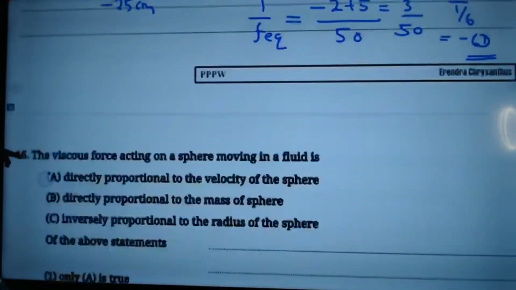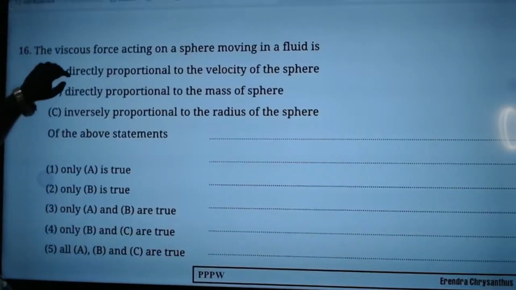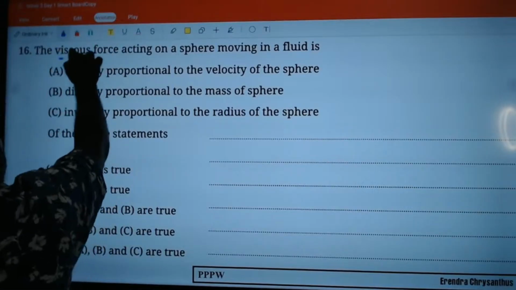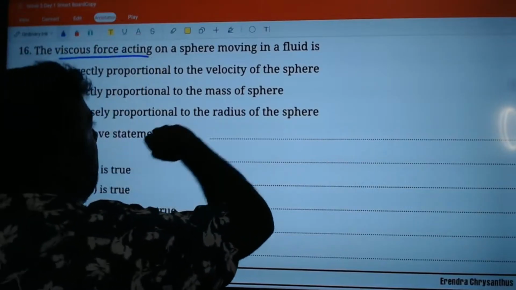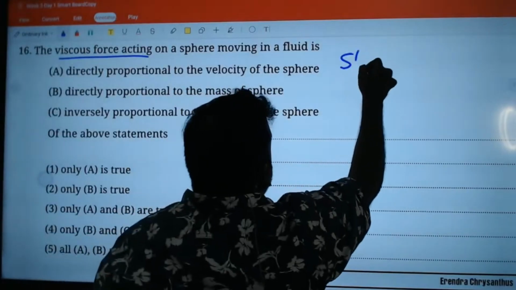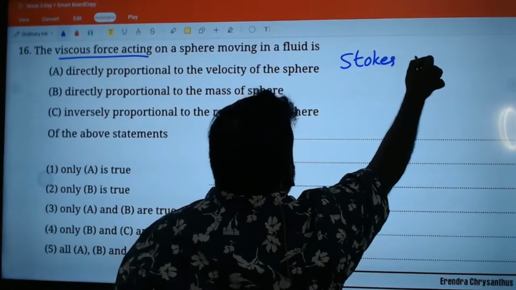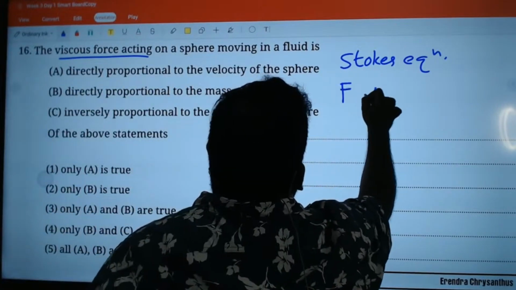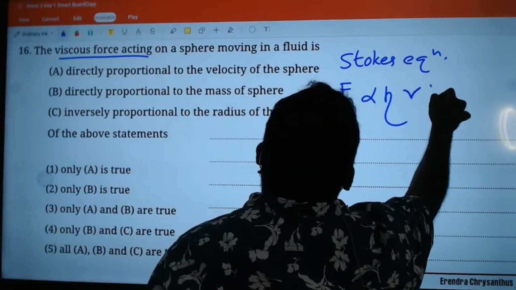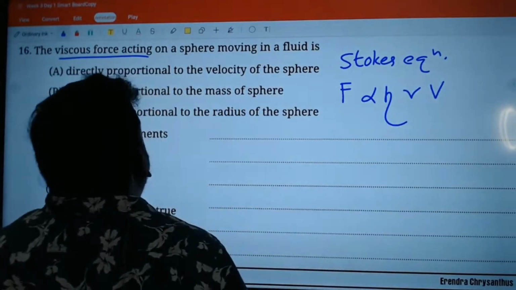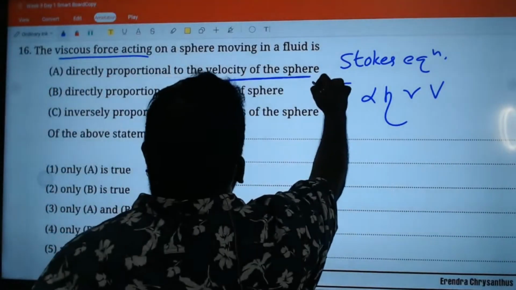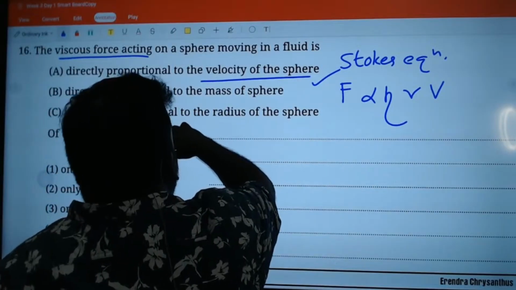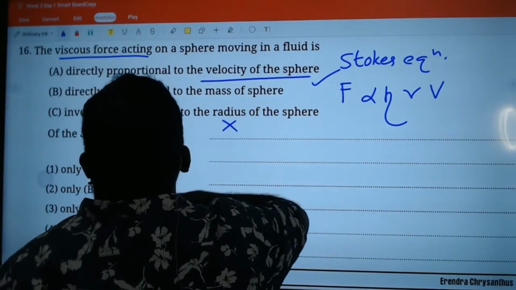MCQ 16. A viscous force acting on a sphere moving in a fluid. What are they talking about? They're talking about Stokes equation. Force is proportional to eta R V. Directly proportional to the velocity, correct. Directly proportional to the radius.